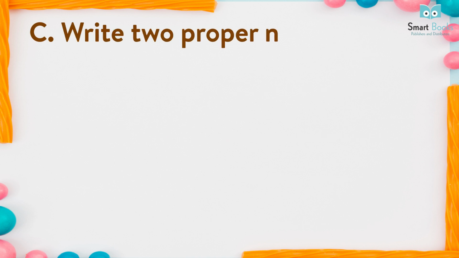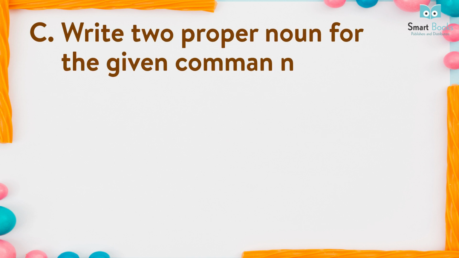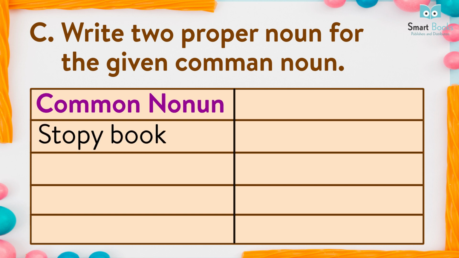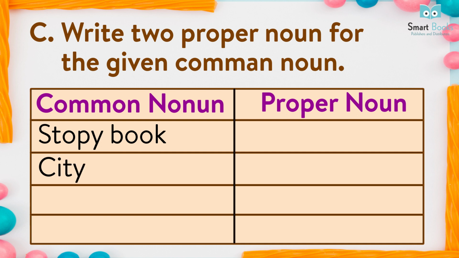Write 2 proper nouns for the given common noun. Common noun: storybook. Proper noun: grammar book. Common noun: city. Proper noun: New Delhi. Common noun: river. Proper noun: Ganga. Common noun: planets. Proper noun: Jupiter.